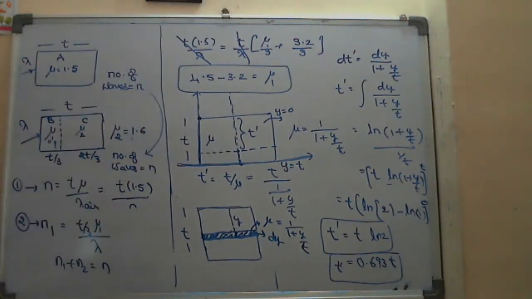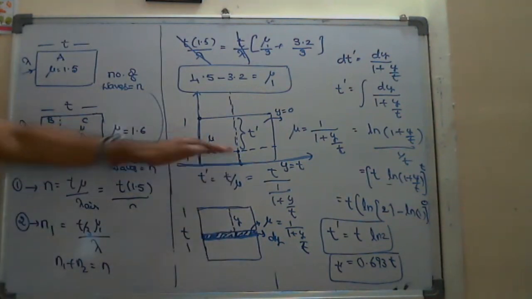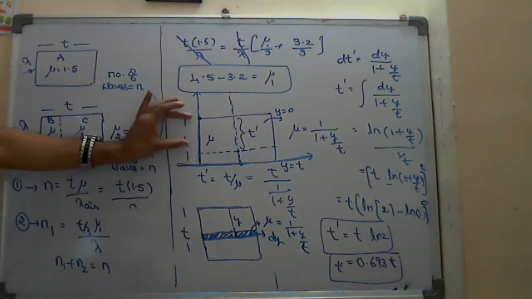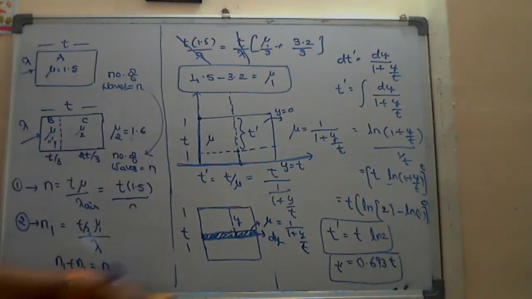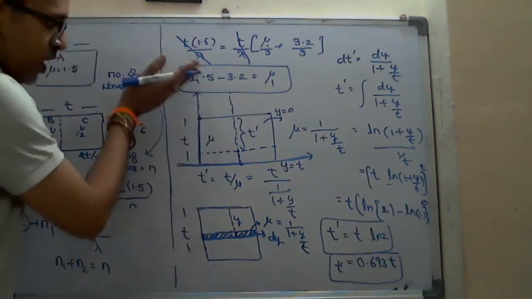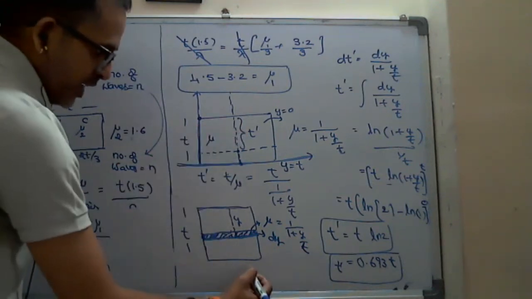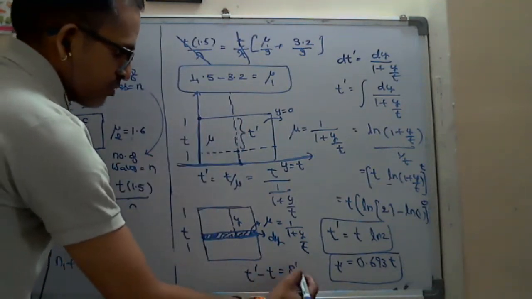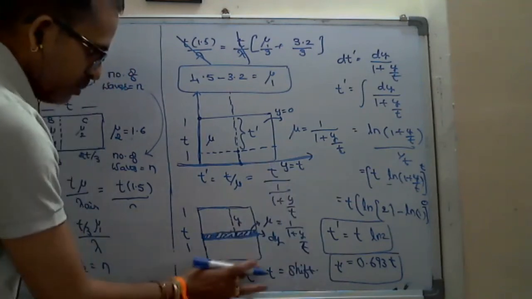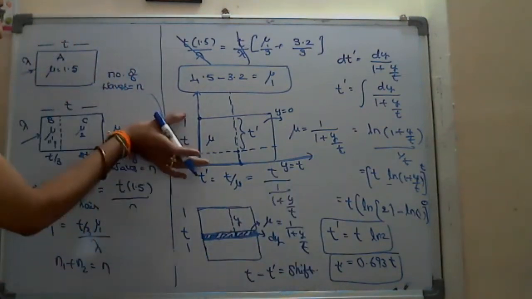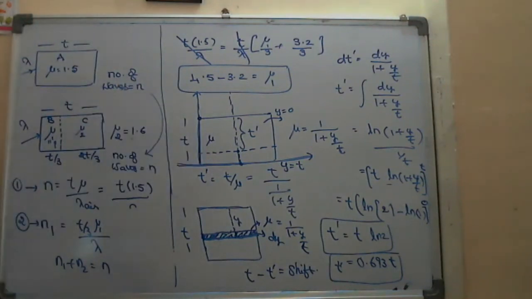After finding this, if they ask what the shift of the ink dot from the bottom is, the shift will be t minus t dash, because t is greater than t dash. So the answer is approximately 0.37 t.